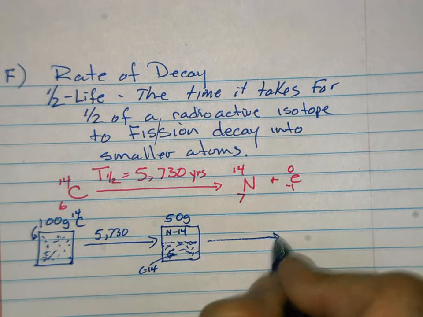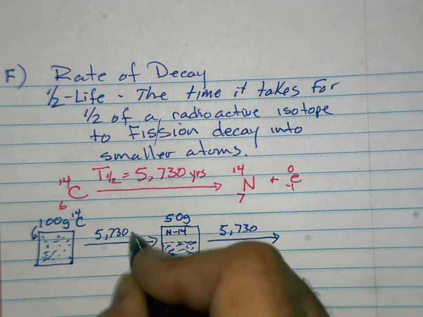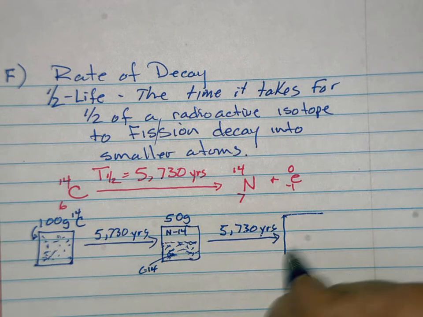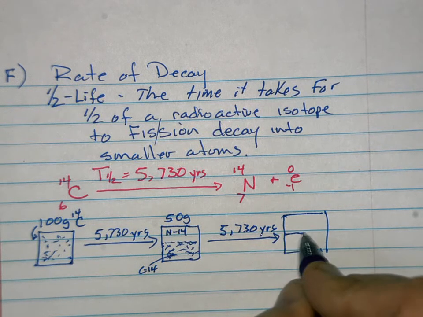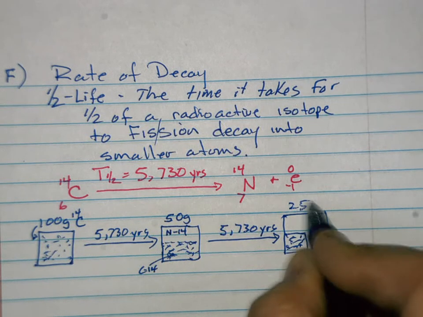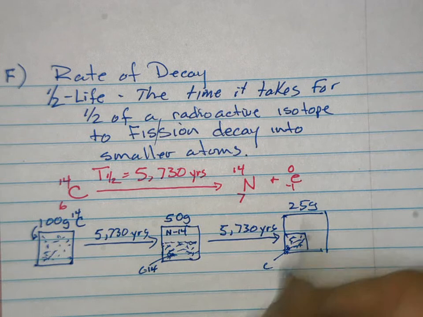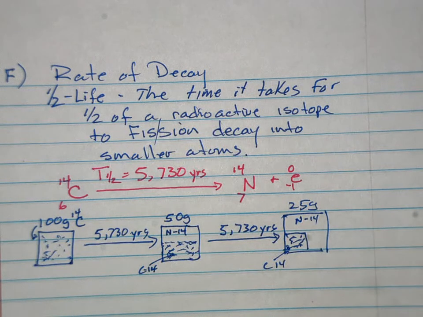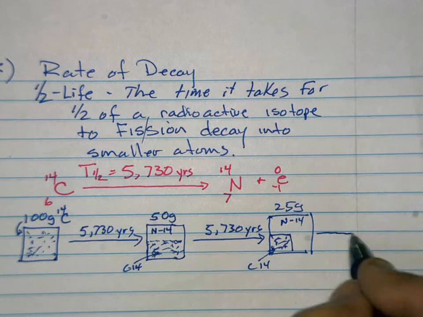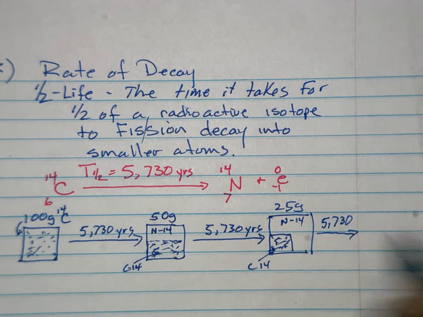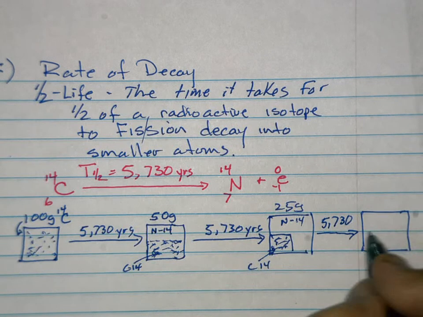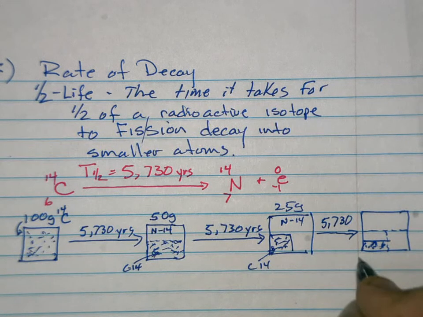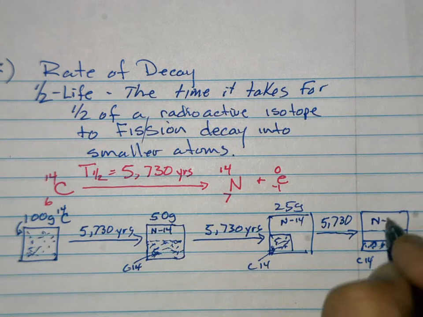After another half-life, 5,730 years, we're going to end up with half of what we had. We had 50 grams, so half of 50, we're going to end up with just 25 grams of carbon-14. And then all this other stuff here is going to be nitrogen-14. So we're going to end up with probably 75 grams of nitrogen-14. And we'll do one more here. One more half-life, 5,730 years. I'm going to just draw, there's where we were before. So we're going to have about half of this left. So this will be carbon-14. The rest of this is all going to stay nitrogen-14, which is stable.